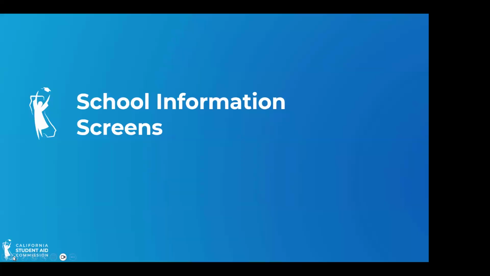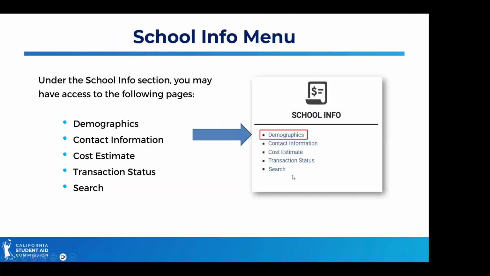Let's now look at your school information screens within WebGrants. So there are 5 of these screens here. The demographics, contact information, cost estimate, super important to get that in every year. Once CSAC announces that that screen is open to update your cost of attendance information and transaction statuses, and then the search screen. One more note about the cost estimate.